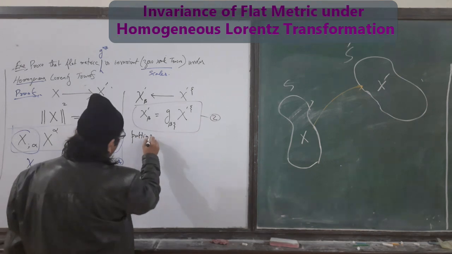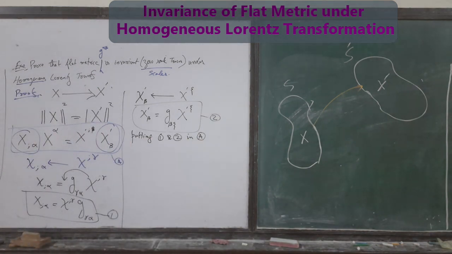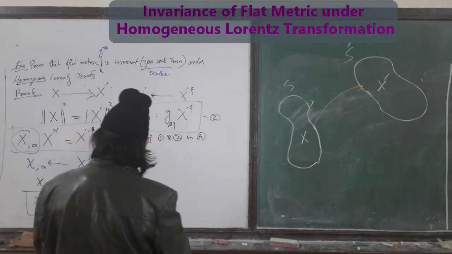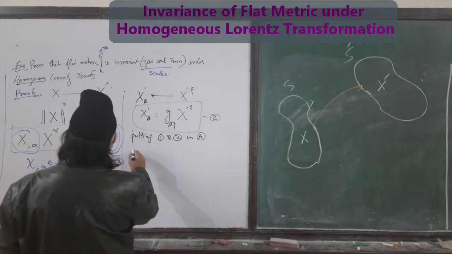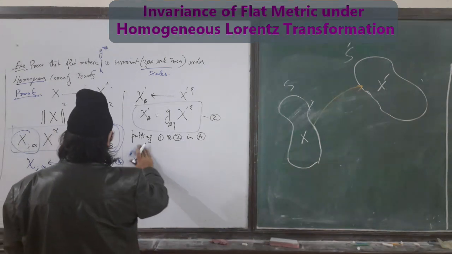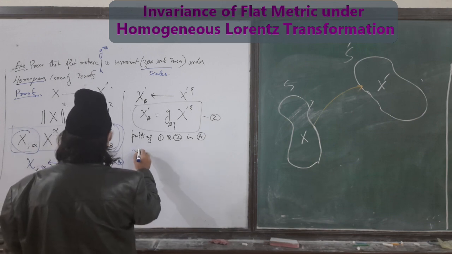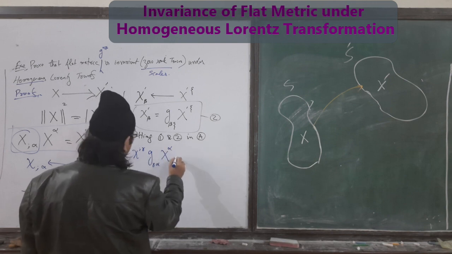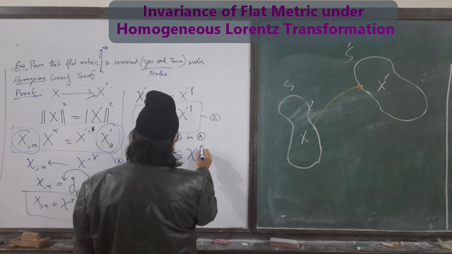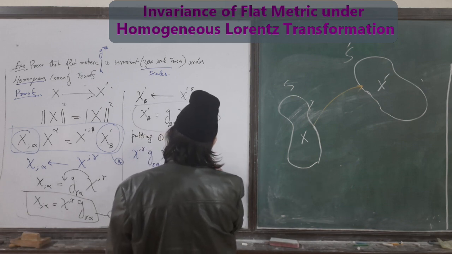Putting 1 and 2 in the equation. Now, what will be the result? X alpha beta G beta psi.